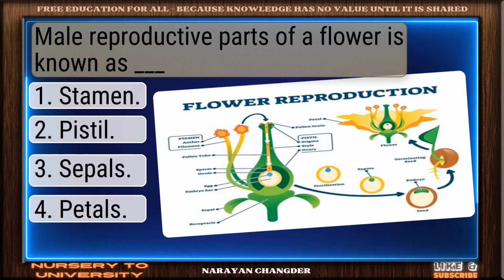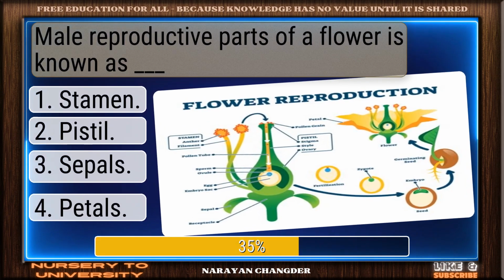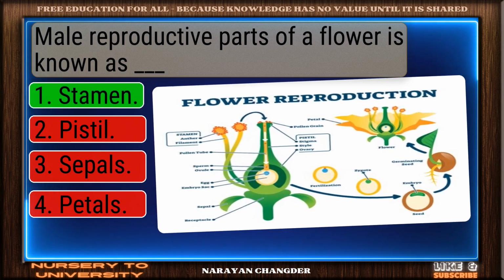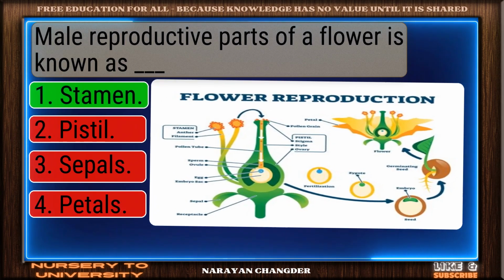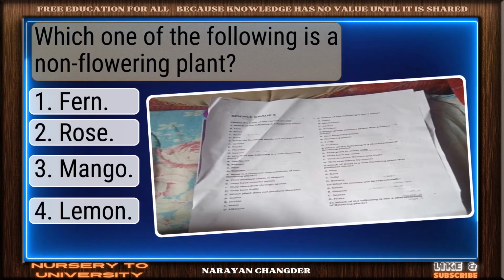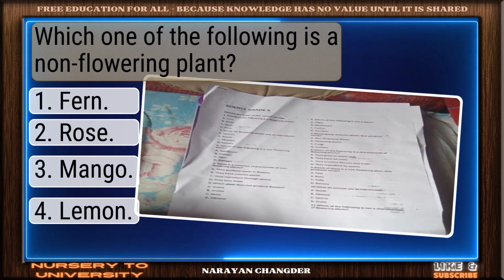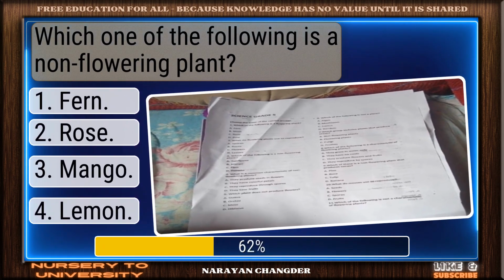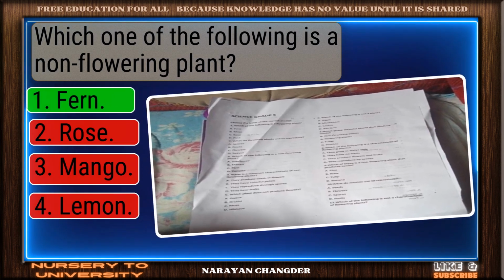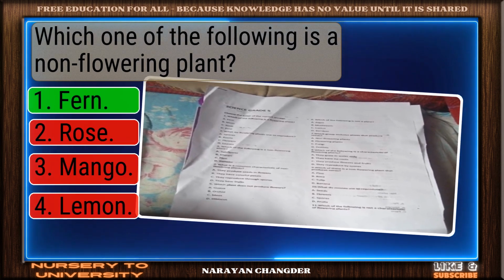Male reproductive parts of a flower is known as dash. Valid point. Stamen is true. Which one of the following is a non-flowering plant? Bravo. Fern is the answer.